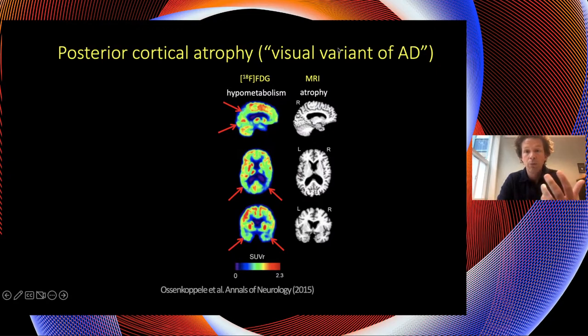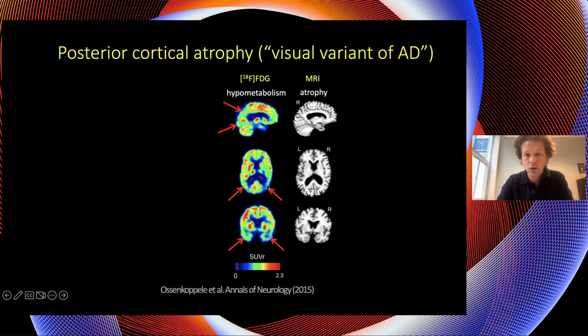So the main symptoms are not memory, but problems, for example, recognizing objects or trouble estimating distance or location. So all sorts of visually related impairments. So we did four imaging modalities on this individual, including an MRI, an FDG PET scan. And as Professor Pirani already highlighted very nicely, the regional areas that show hypometabolism correspond very well to the regions that are also involved in the particular cognitive symptoms that are showing up.